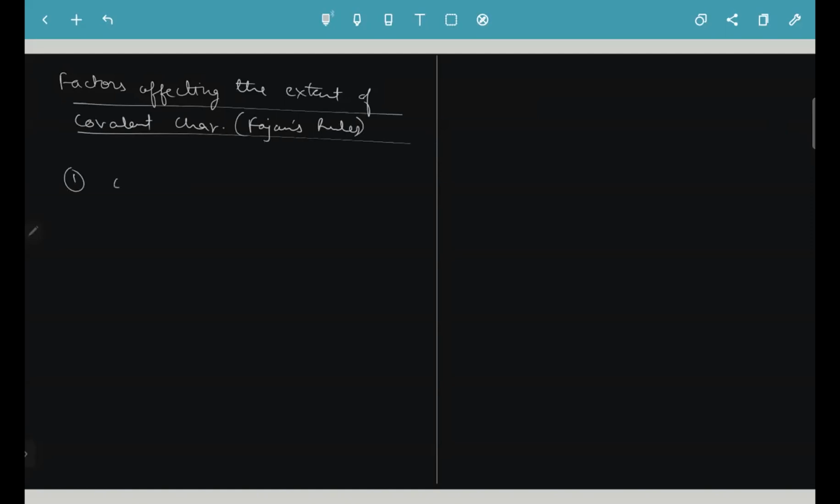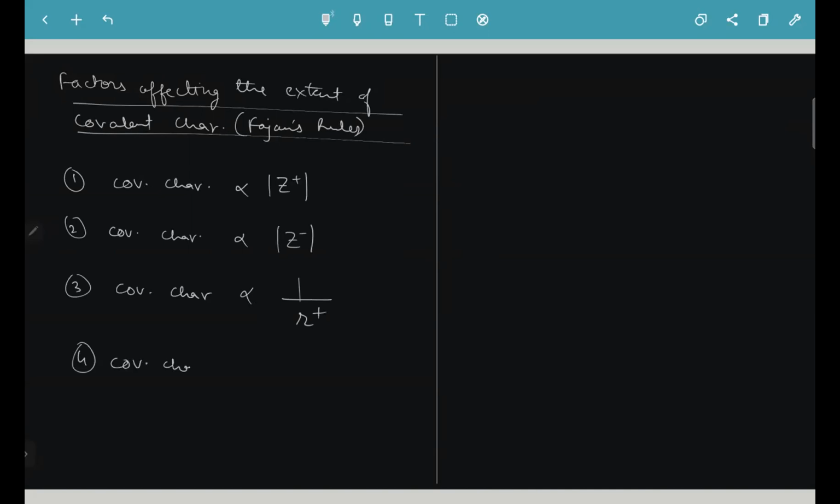इसमें first point लिखेंगे, the covalent character is directly proportional to the charge on the cation. The covalent character is directly proportional to the charge on the anion. The covalent character is inversely proportional to the size of the cation. The covalent character is directly proportional to the size of the anion. Okay. And another important point is, the point लिख लो, explain करता हूं मैं.